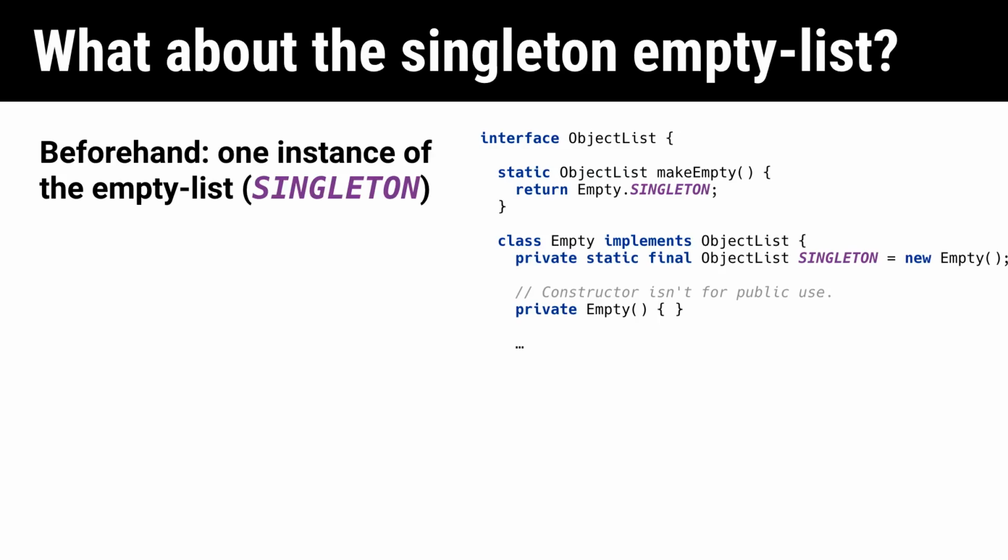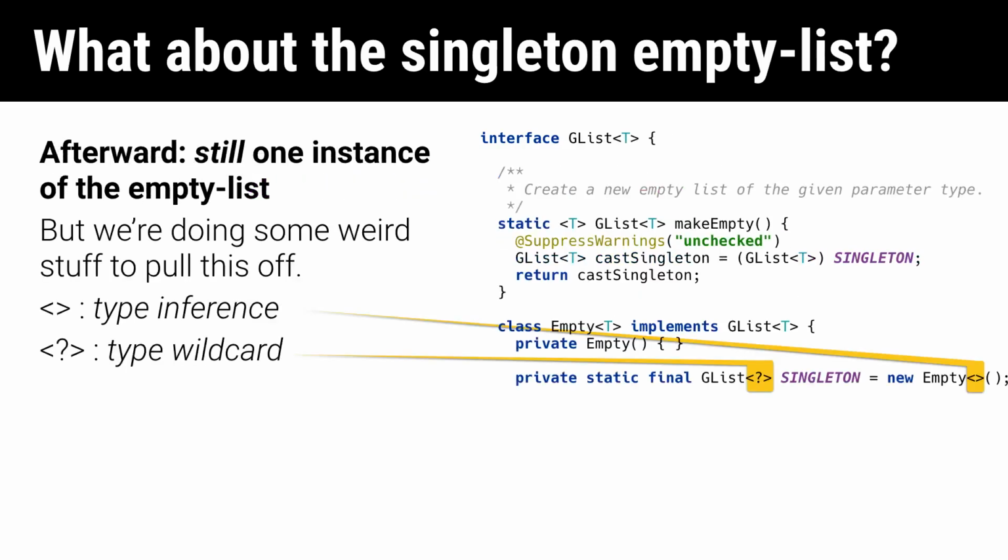So, last week when we did our object list, we created this empty list singleton. We had our class Empty, which implemented the ObjectList interface. So our class implements the interface, and we had a singleton. This was a private static final, and this was the only place in the entire codebase where you'd ever say new Empty. Everywhere else, you would just reference that singleton. So let's talk about how to solve this problem in a world of generic programming.